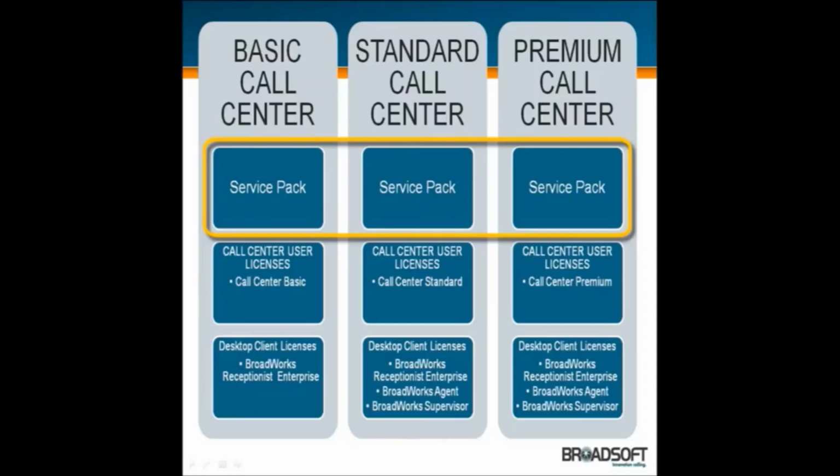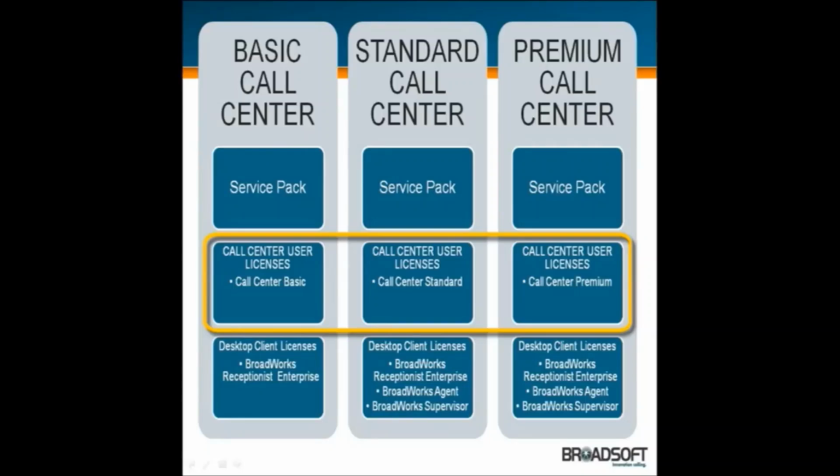In general, it is recommended that an agent have an equivalent of a standard enterprise feature set and a supervisor have a premium enterprise feature set. If you need assistance creating service packs, please contact the BroadSoft representative that is responsible for your account. The second type of license is the call center license that is assigned to the user. This will allow that user to be assigned to the appropriate type of call center within the group.